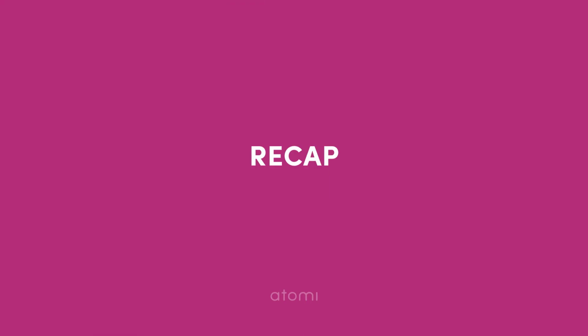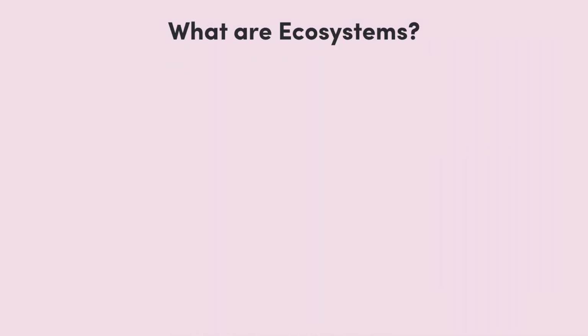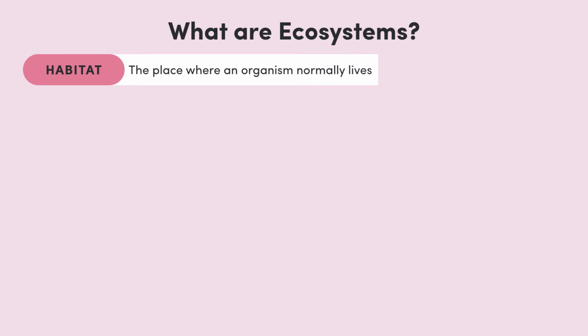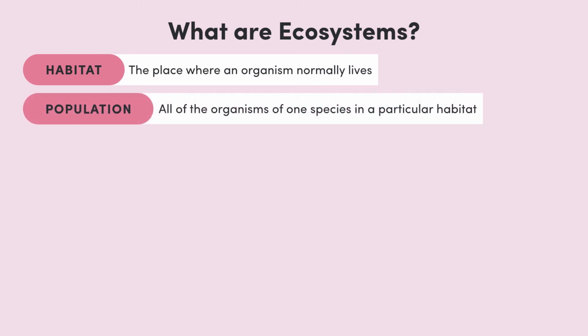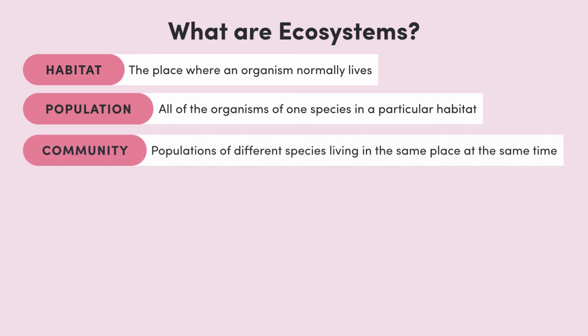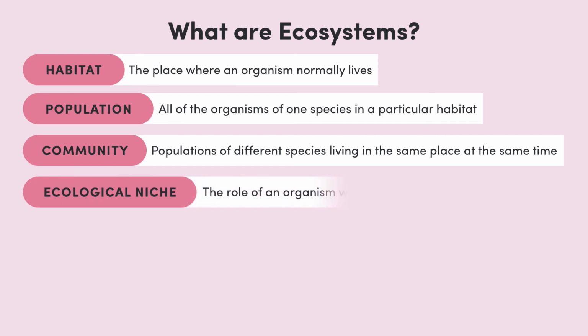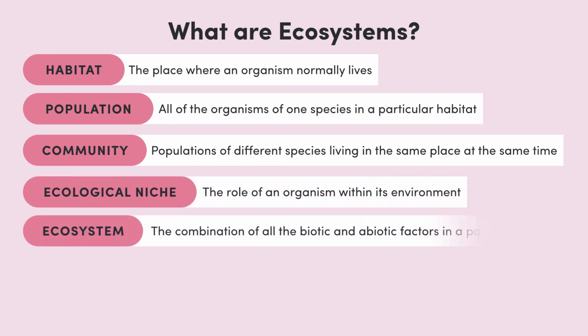To wrap things up, let's go over the definitions we've covered in the video. A habitat is the place where an organism normally lives. A population is all the organisms of one species that live in a particular habitat. A community refers to all the populations of different species living in the same place at the same time. An ecological niche is an organism's role within its environment, and an ecosystem can be summed up as all the biotic and abiotic factors in a particular area.